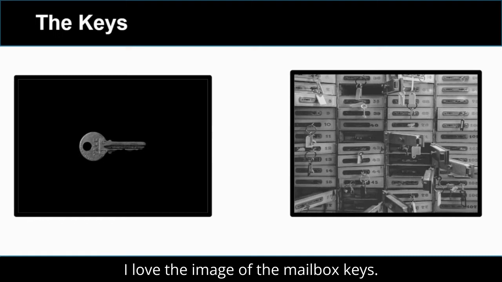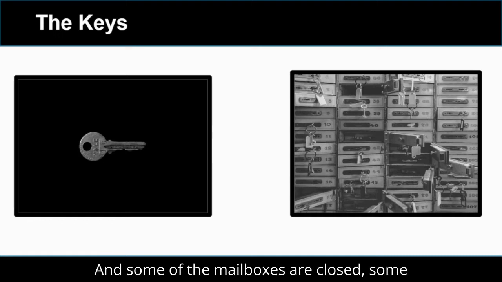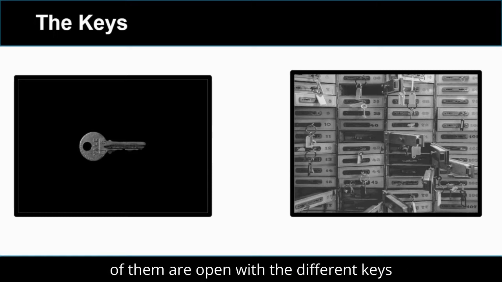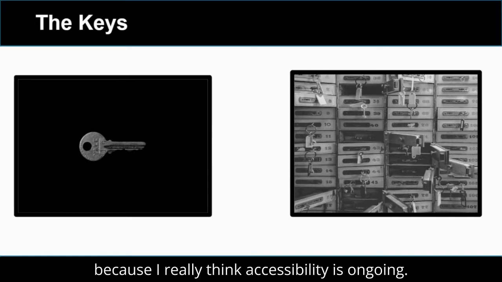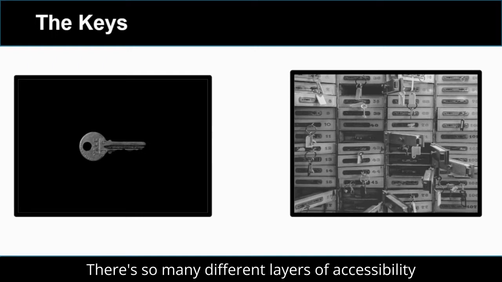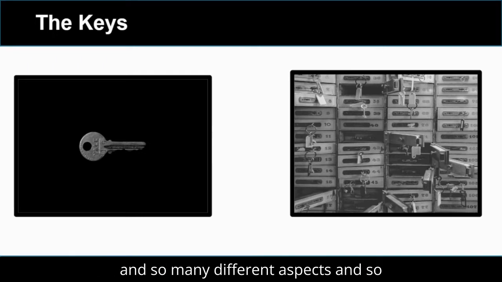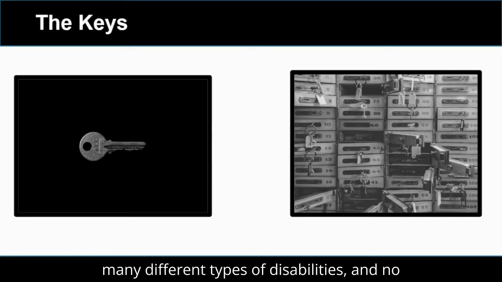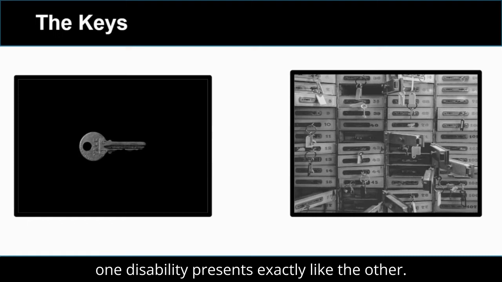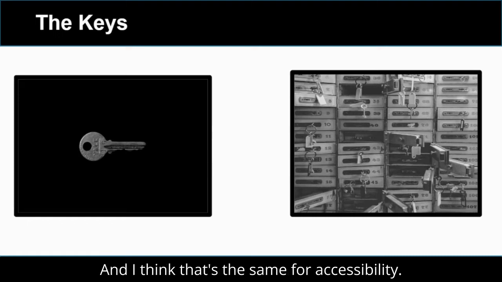That's why I love the image of the mailbox keys, and some of the mailboxes are closed, some of them are open with the different keys, because I really think accessibility is ongoing. There are so many different layers of accessibility and so many different types of disabilities, and no one disability presents exactly like the other. And I think that's the same for accessibility.